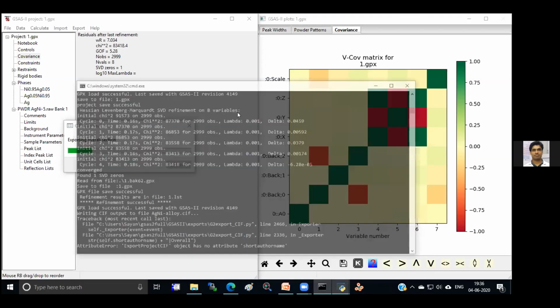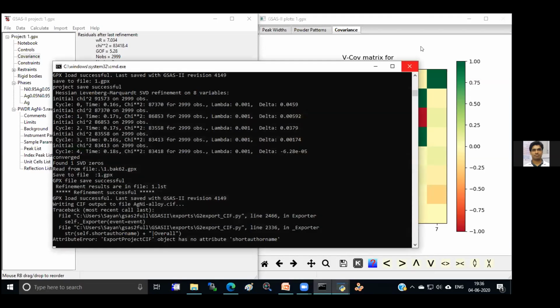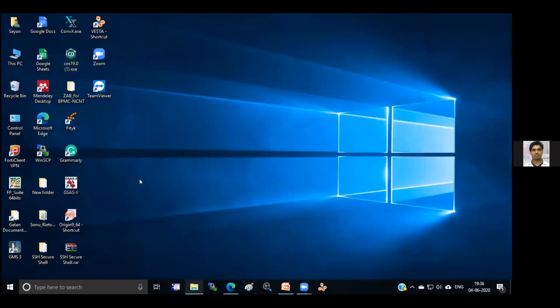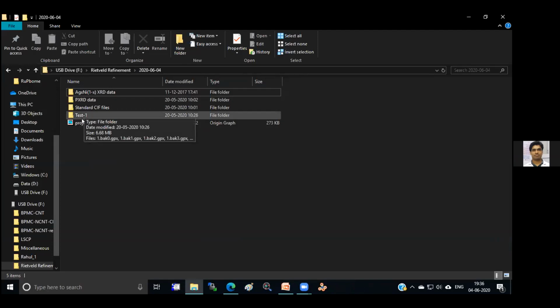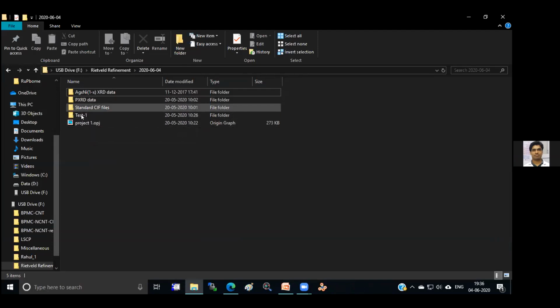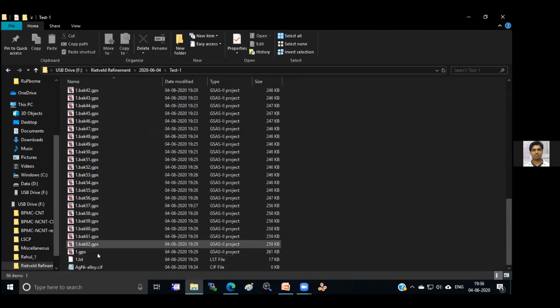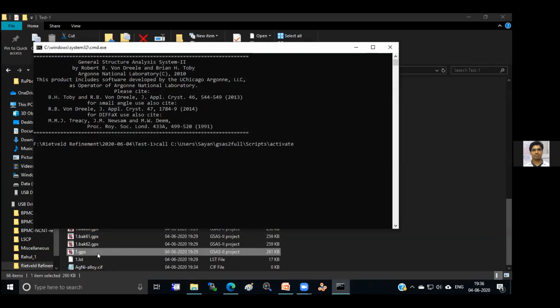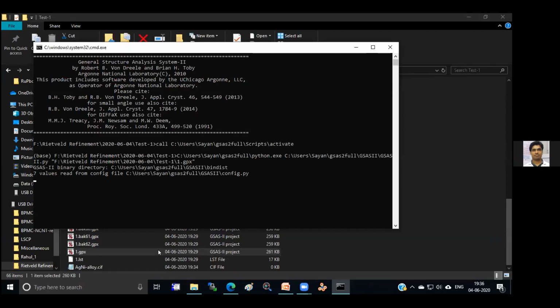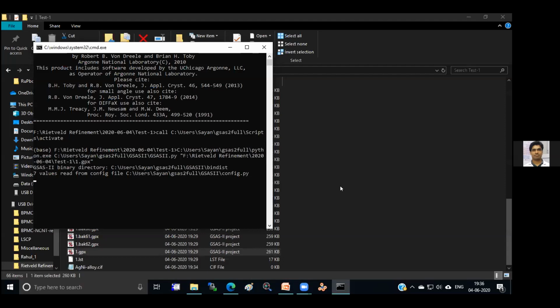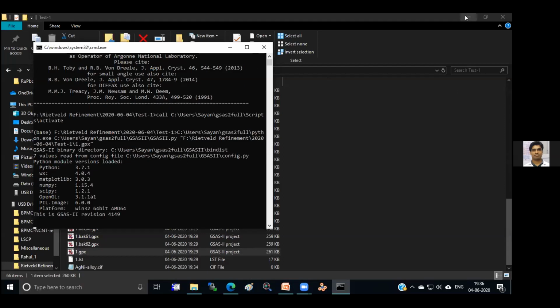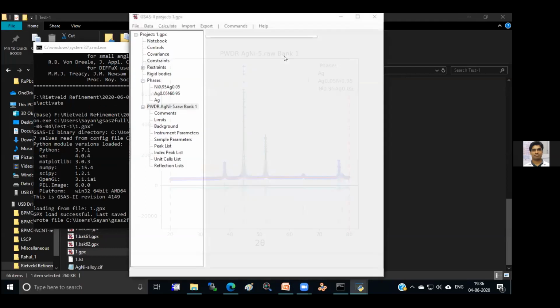So what I will do, I'll close the program and open it once again, because up to the final refinement cycle, the project is saved. So I am taking the last file. By double clicking the refinement file in the folder, you can open the project where you have finished the refinement. So you don't have to worry about losing the data.